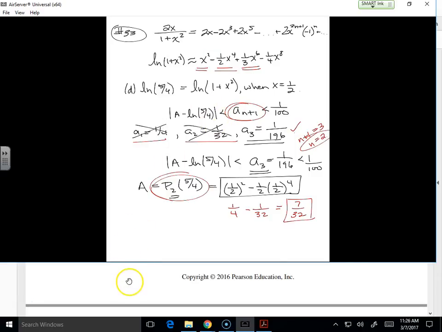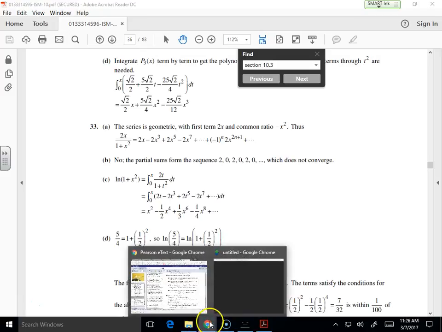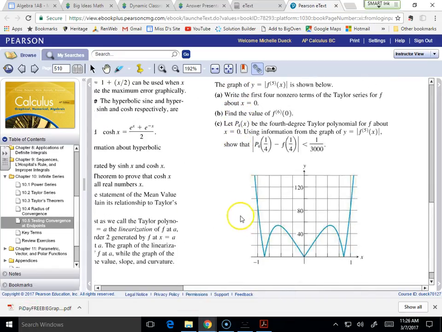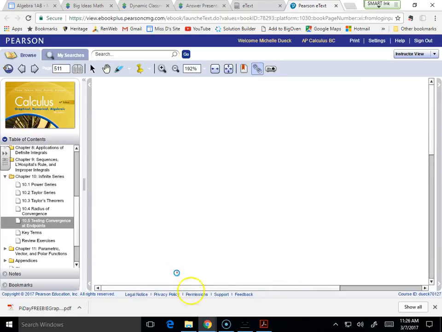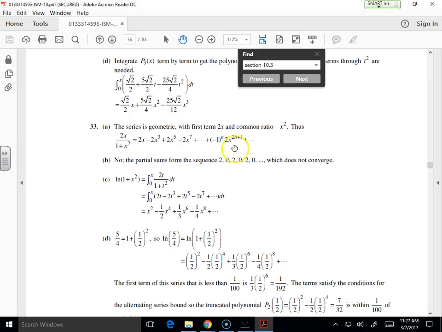Section 10.3, were there any other further questions that you guys had? Yeah, 35. B. Can you represent y by a power series? Okay, we're looking at number 35 real fast.